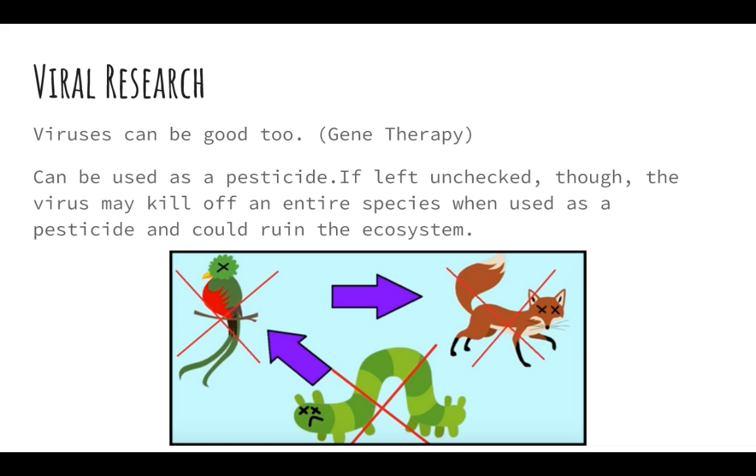There has been some research done with viruses. They can be good sometimes, like with gene therapy. If you're curious about what that is, you're welcome to Google it. It's kind of a really interesting thing. But also sometimes we use a viral pesticide. Unfortunately, if we leave that pesticide unchecked, the virus could kill off the entire ecosystem.